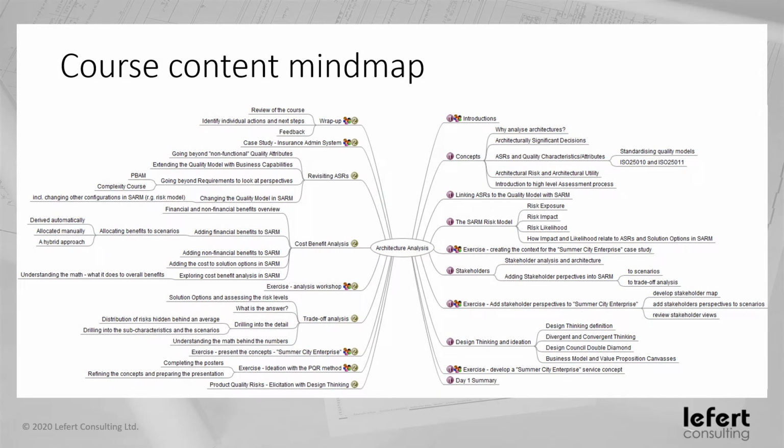This mind map shows you the wide range of topics that are covered over the 2 days. These include architectural descriptions, perspectives and viewpoints, architecturally significant requirements, functional and non-functional requirements, decision records, stakeholder analysis, business capabilities, quality models and quality characteristics, trade-off analysis, risk and risk models, design thinking, value propositions, and cost-benefit analysis. The result is a course that encourages all participants to develop their sense of architectural thinking.